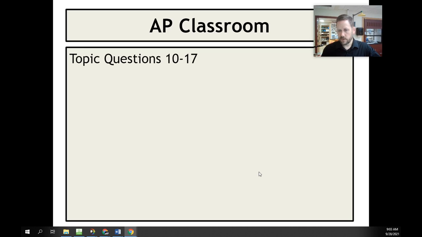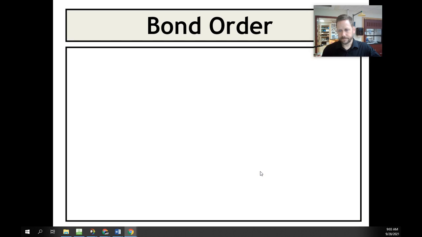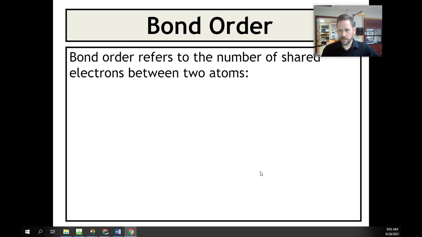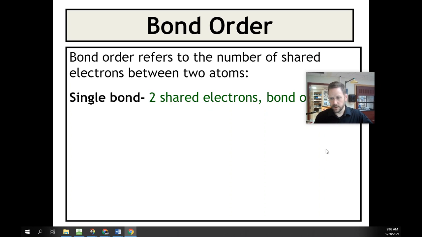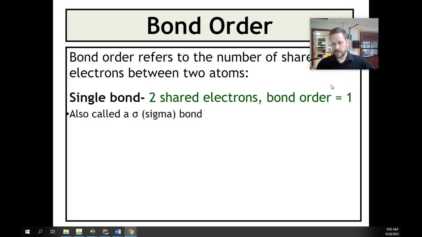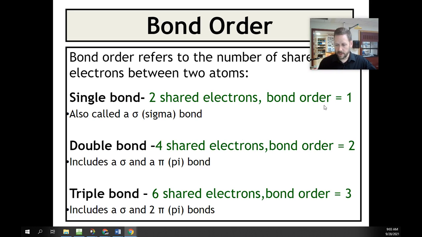There's only about 2 more minutes left that I want to use to cover bond order. So bond order refers to the number of shared electrons between atoms. In other words, is it a single bond, is it a double bond, or is it a triple bond? If it's a single bond, the bond order is 1, and there are 2 electrons shared in that covalent bond. If it's a double bond, we say the bond order is 2, and so on.